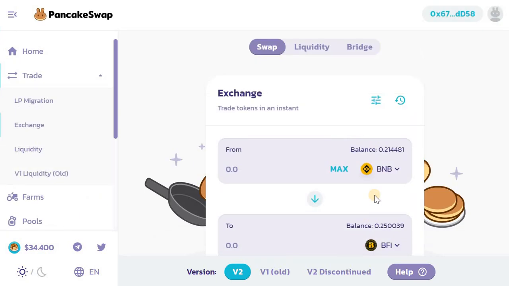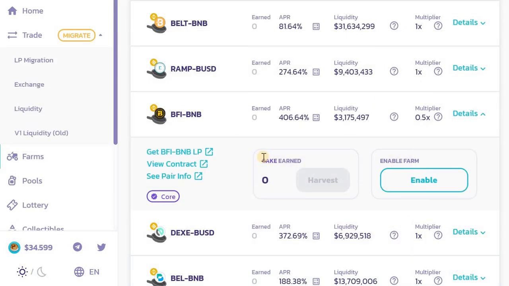Right now, I'll go over to the Pancakeswap farms. We have equal amount of BFI present in our wallet, and we also have equal amount of BNB present in our wallet. Now, we would go ahead and click on this get BFI and BNB LP liquidity tokens for the liquidity pool that you are going to put your BFI and BNB in. So I am going to click on this to redirect you to a page.